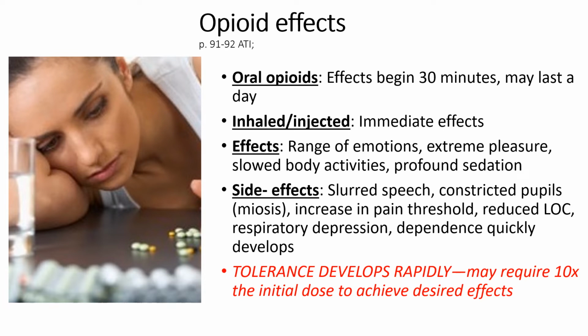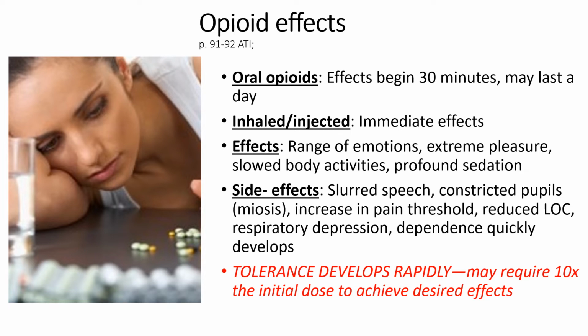So, slurred speech. Typically, people on opioids or narcotics have constricted pupils, very tiny pinpoint pupils, especially at higher doses. They have reduced level of consciousness, right? As they're taking more and more and they're potentially overdosing, one of the effects is over sedation.